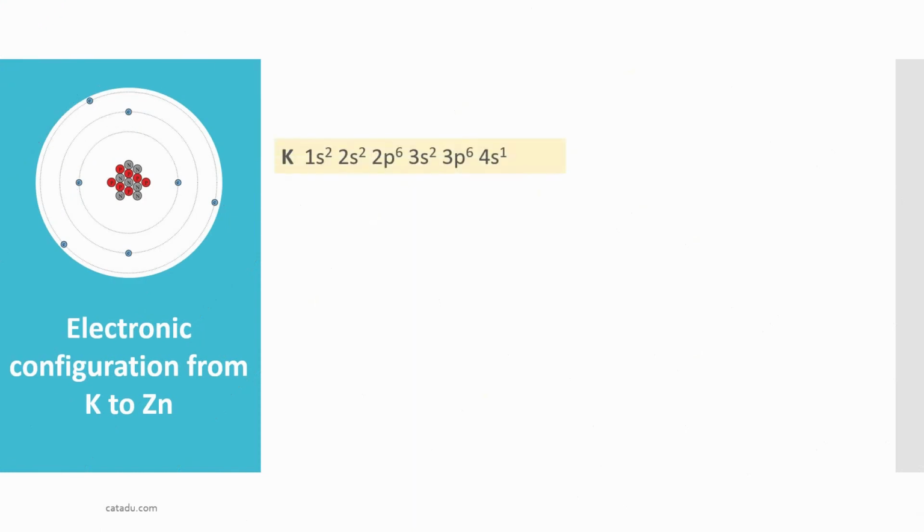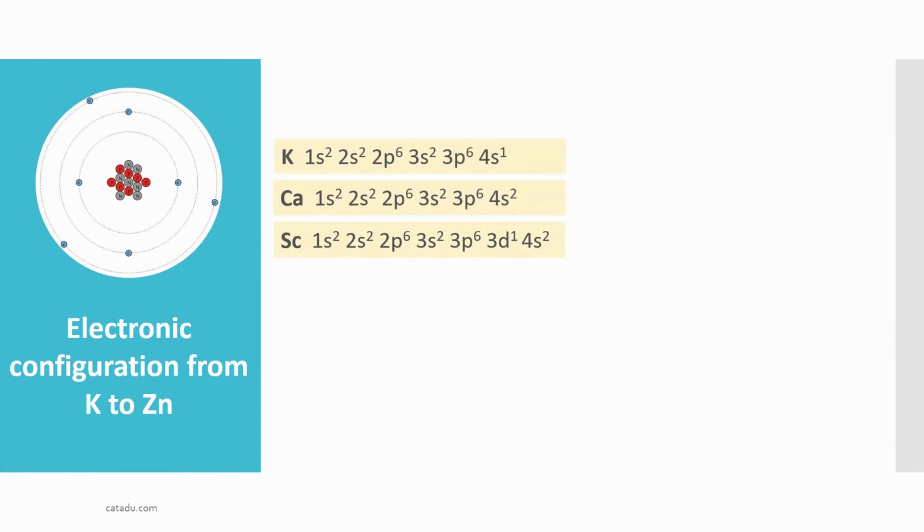Electronic structure from potassium to zinc. Potassium, it is quite easy. 1s2, 2s2, 2p6, 3s2, 3p6, up to this, argon, is fixed, then 4s1. For calcium, after argon, 4s2. For scandium, 4s2, then 3d1, but I am writing according to the number of orbit, so 3p, 3d, 4s, but actually it will come 4s, then 3d.